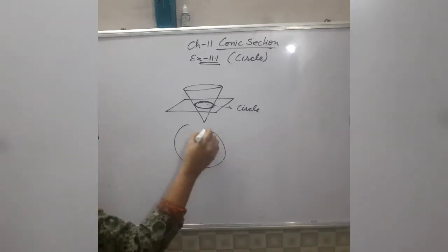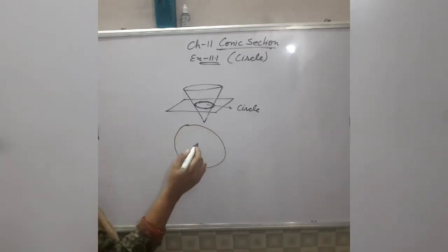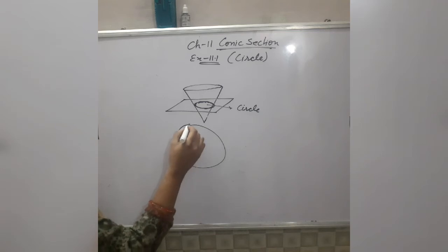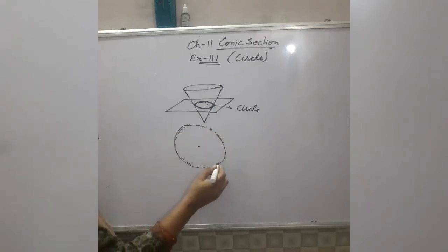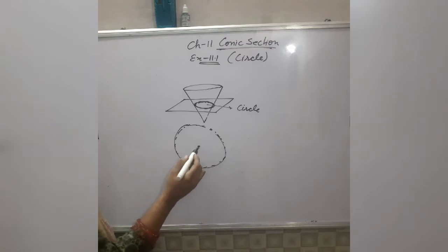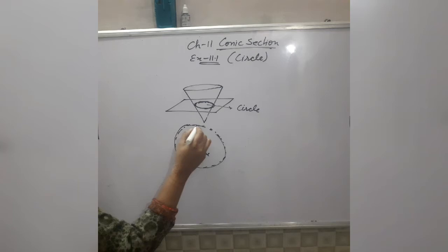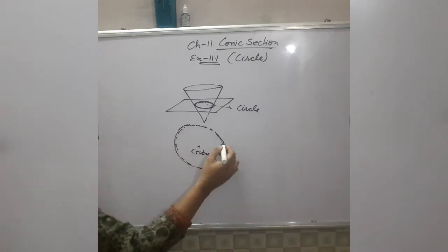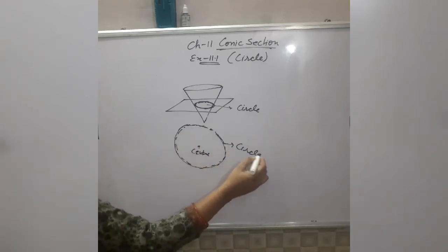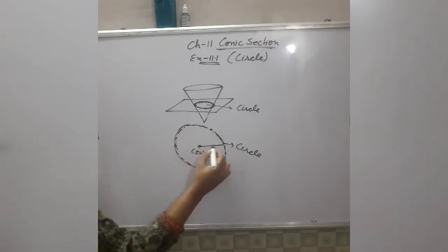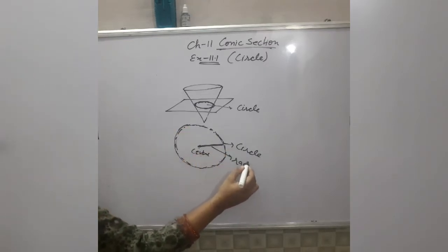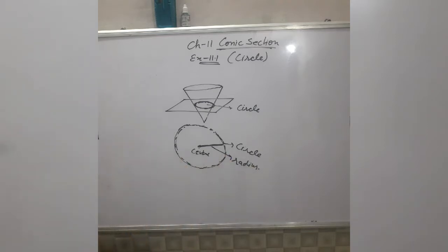All of you know the definition of a circle. A circle is a locus of all points. Locus means a collection of all points in two dimensions which are equidistant from a fixed point, and this fixed point is known as the center of the circle. When you join all these points, the shape obtained is known as a circle. These points are at a constant distance from the fixed point, and this constant distance is known as the radius of the circle. So in this exercise we have two types of equations.